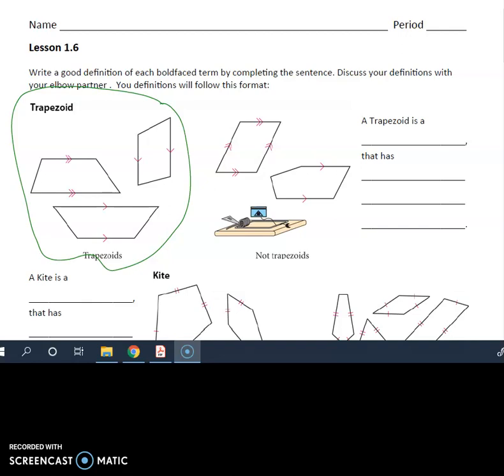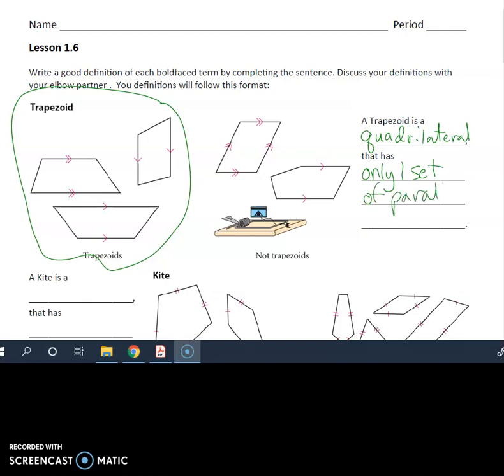So for a trapezoid, they're all four-sided shapes. That means they fall into the quadrilateral family. That's its classification, the group it belongs to. And then what differentiates it from other quadrilaterals? It has only one set of parallel sides.